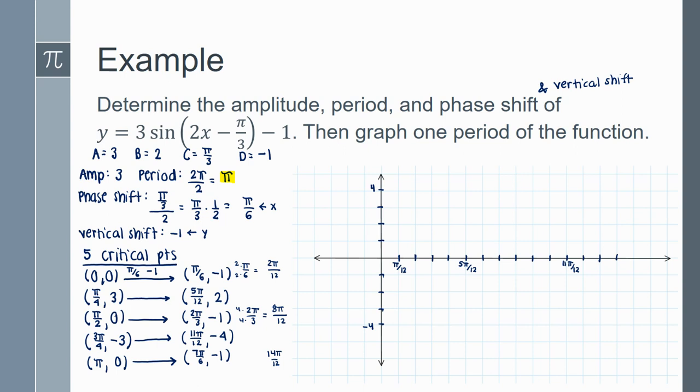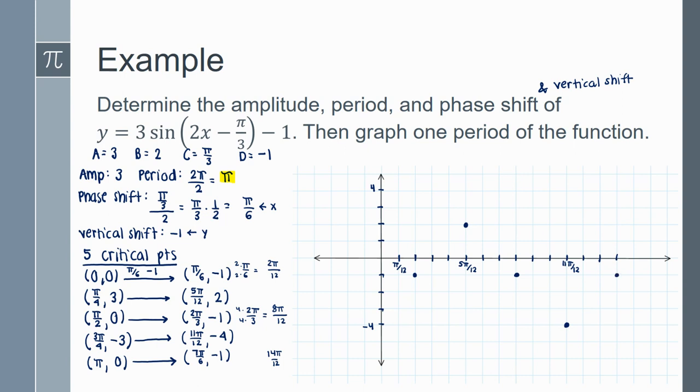All right, so we want to go over to 2 pi over 12, the second tick mark on my x-axis, and then go down to -1 and plot my point. Then for 5 pi over 12, I want to go up to +2. Then I want to go over to 8, so 5, 6, 7, 8 pi over 12, and then I'm down at -1. Then I want to go over to 11 pi over 12 and then down to -4. And then I want to go to 14, so 11, 12, 13, 14, and I'm back at -1.